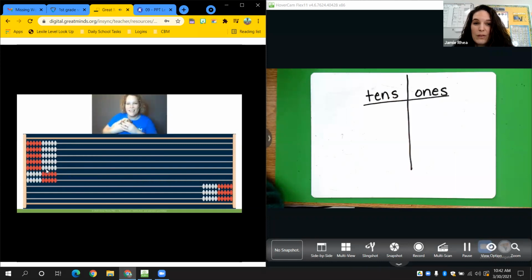How many beads do you see now? Say it the say 10 way. 7 tens. Keep counting. 8 tens, 9 tens, 10 tens.